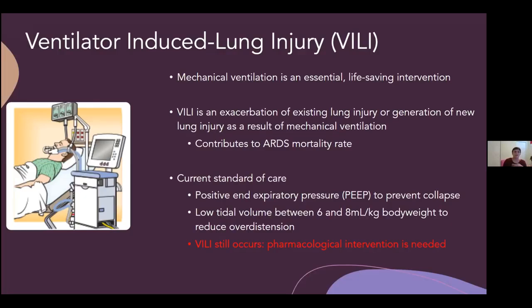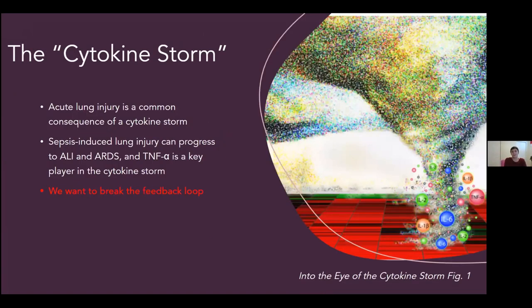And so we think that there's a pharmacological intervention that is needed to try and stop this process. The rationale behind this is something called the cytokine storm. Basically, acute lung injuries will start to generate some inflammation, because your immune system wants to fix whatever is wrong.